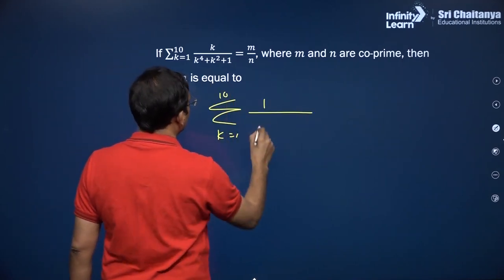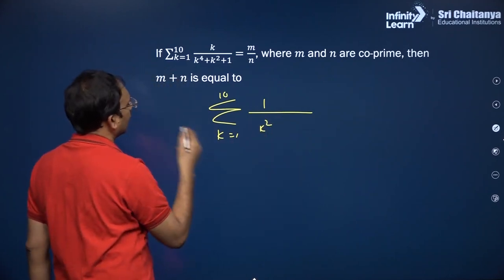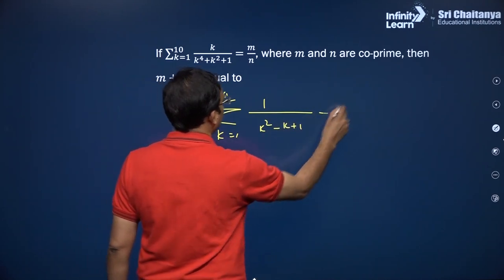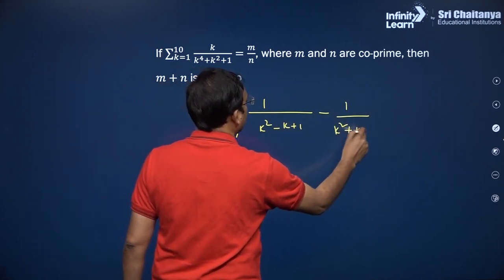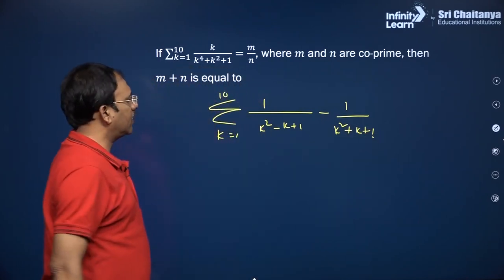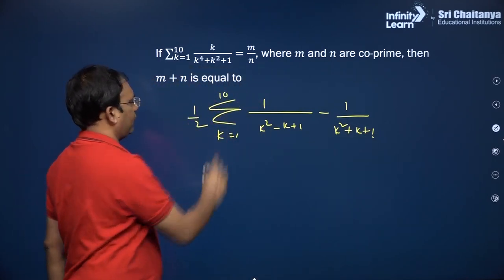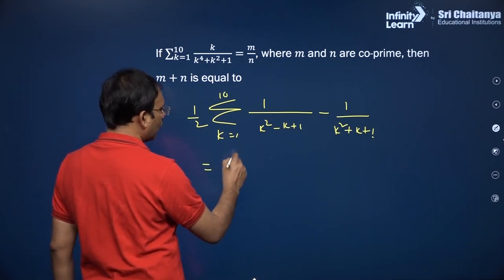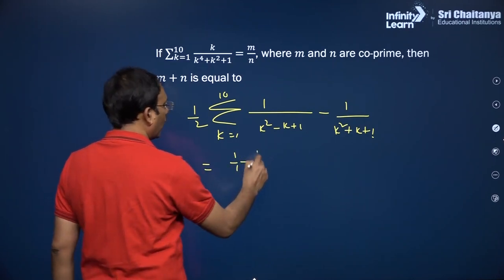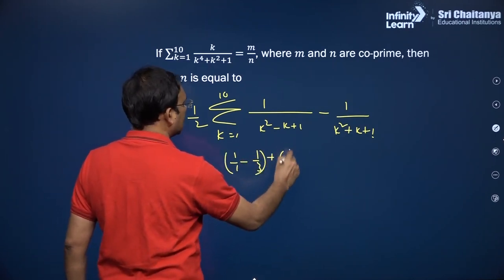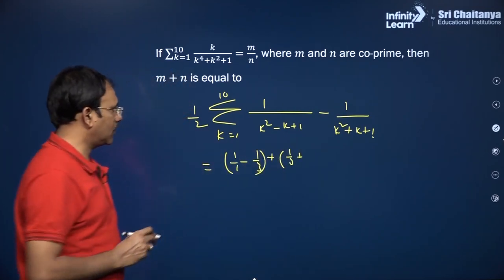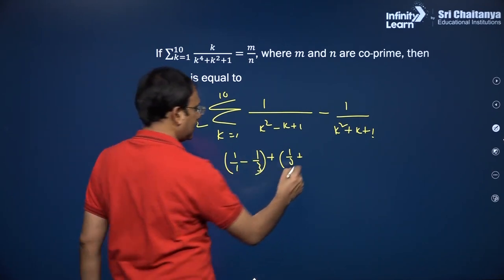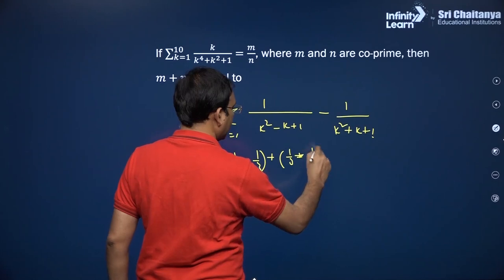You know its factors, 1 by k square, you see, k square minus k plus 1 minus 1 by k square plus k plus 1. So, first minus second will give you 2k. So, you write half 2k. Now, my dear friends, if you just keep expanding this, k is equal to 1 means 1 by 1 minus 1 by 3 plus, my dear friends, 1 by 3 minus, you can say, put k is equal to 2, my dear friends, 4 plus 2, 6, 1, 7, 1 by 7 plus and so on.